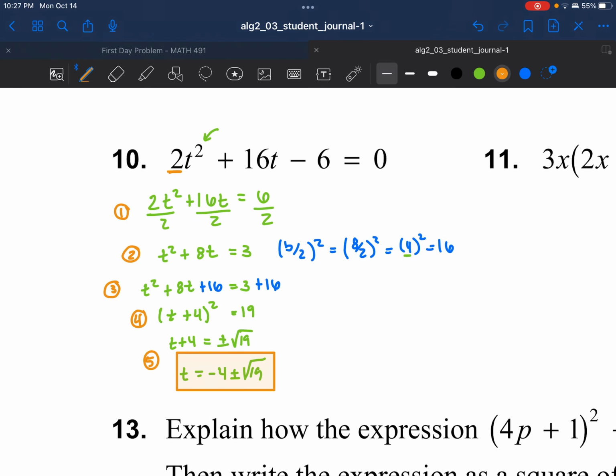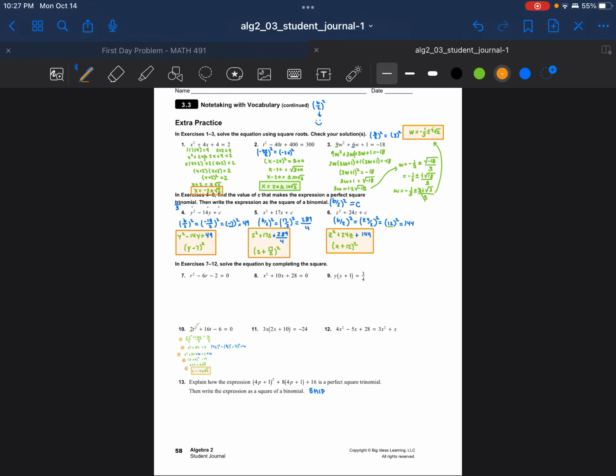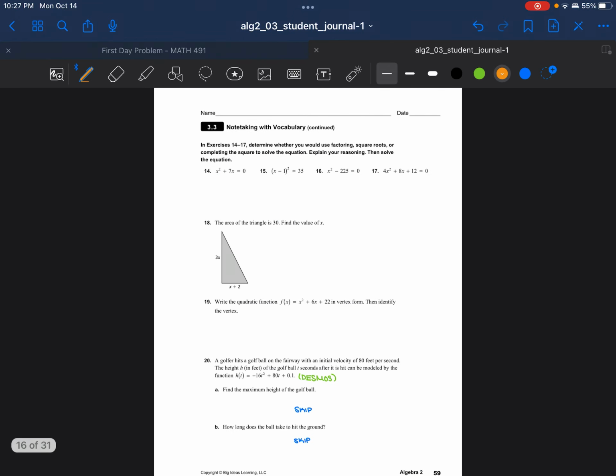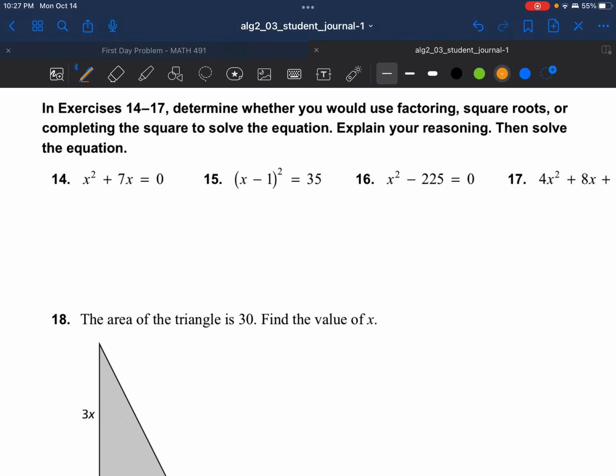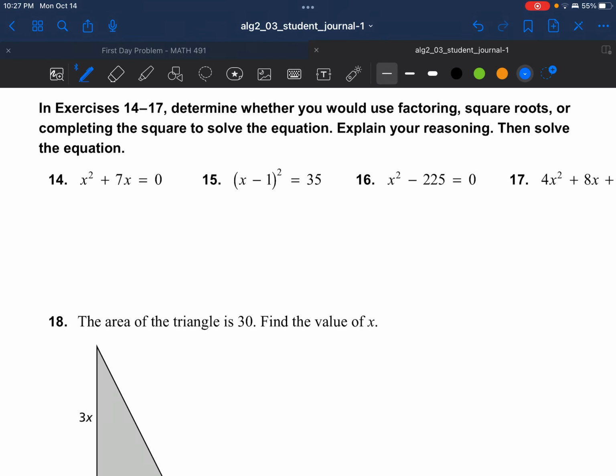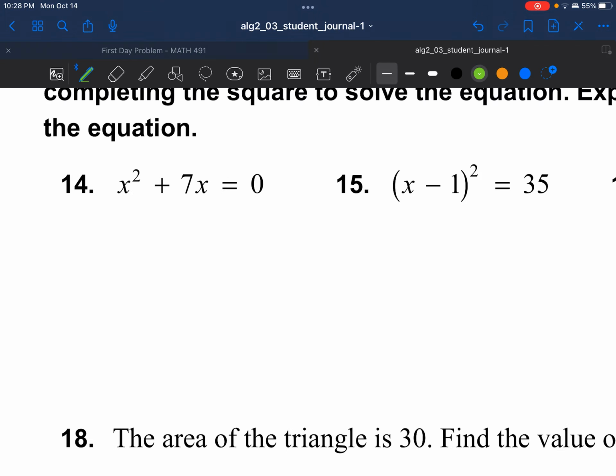And I wrote that kind of small in the small pen because I wanted to make sure we had enough room there. Go ahead and skip number 13. That is a problem for another day. On this side here, what I want you guys to do is we're just going to determine what we need to use. So for this one here, I would just factor what is in common.